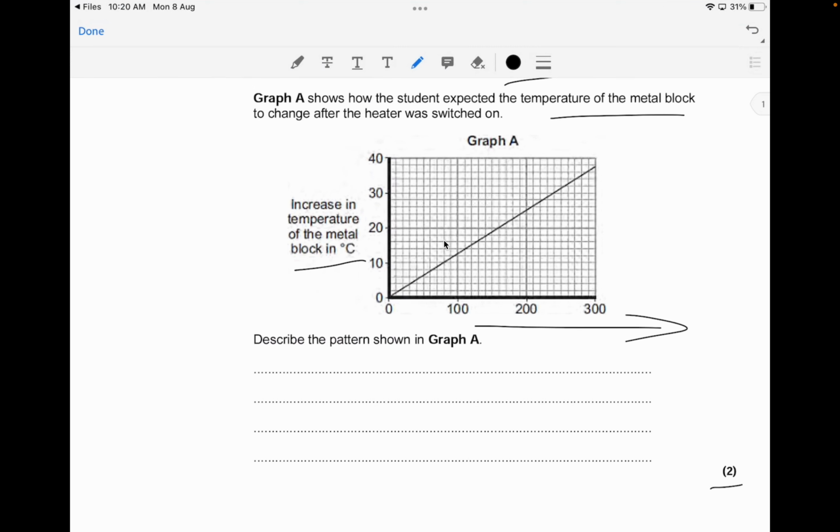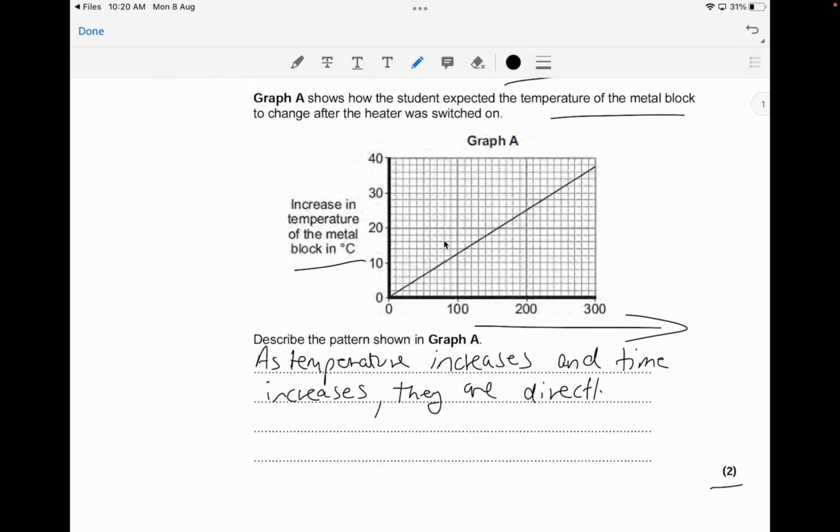To describe the pattern, you can see that as temperature increases, the time also increases. So as temperature increases and time increases, they are directly proportional to each other. That's one good point you can write down.